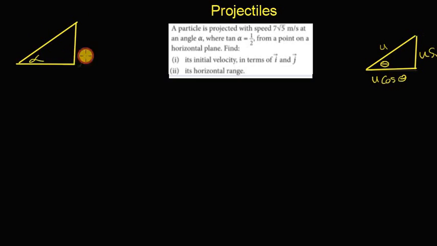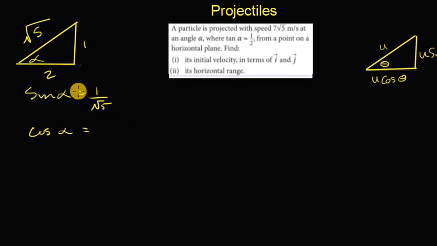This is the angle alpha. I'm told that tan, which is opposite over adjacent, is equal to a half. So if I resolve that, the hypotenuse is equal to the square root of 1 squared plus 2 squared, which is √5. So sine alpha is equal to opposite over hypotenuse, which is 1 over √5, and cosine alpha is equal to adjacent over hypotenuse, 2 over √5.